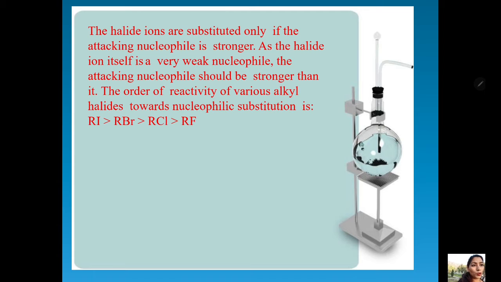The halide is substituted only if the attacking nucleophile is stronger. As the halide ion itself is a very weak nucleophile, the attacking nucleophile should be stronger than it. The order of reactivity of various alkyl halides towards nucleophilic substitution is RI, then RBr, then RCl, then RF. As we know, fluorine is very small in size, so it has a strong bond. That's why it is very difficult to replace it. And iodine, being of big atomic radius, is easy to replace.